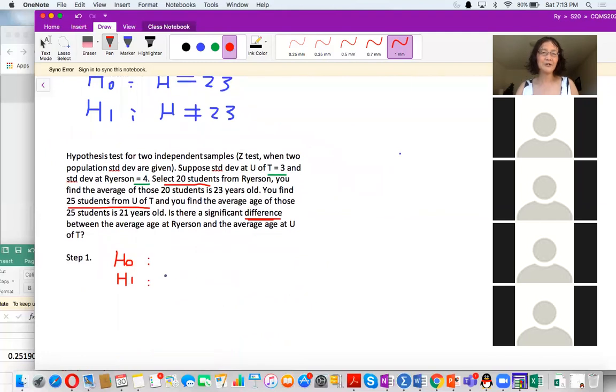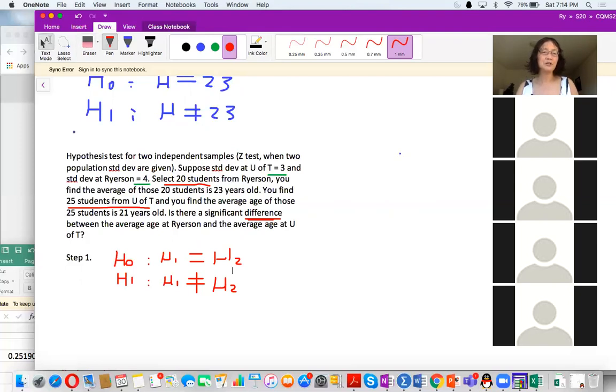So the question asks you, suppose Ryerson is population 1, mu1, different from population 2, which is U of T. So mu1 not equal to mu2. That is your H1. And H0 is the opposite of H1. So those two population means are the same. Is that clear? All right, so that is step 1.